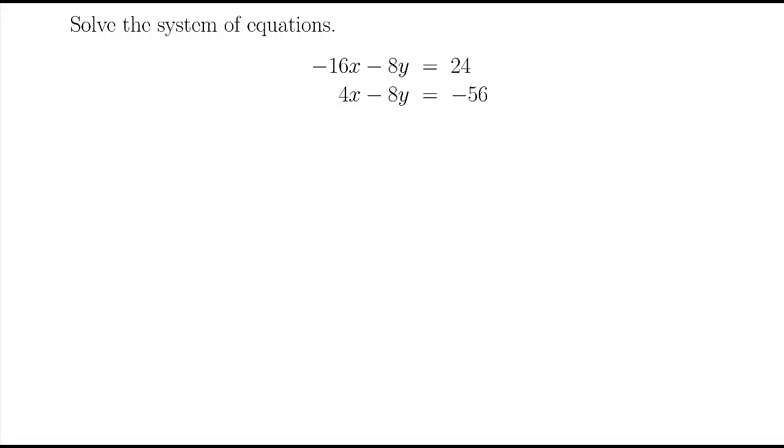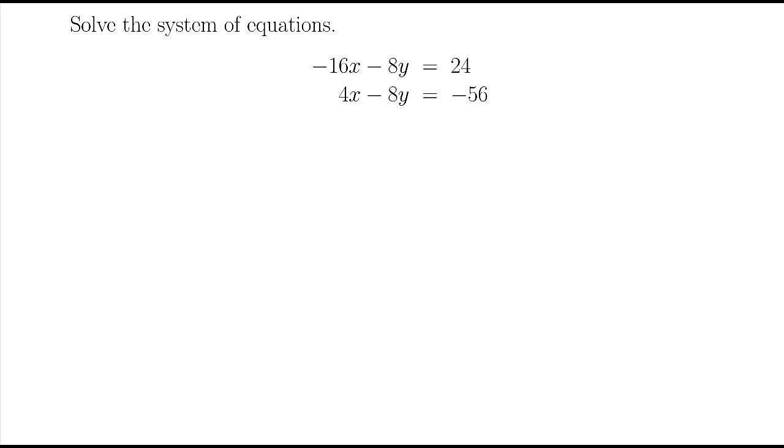Let's solve the system of equations negative 16x minus 8y equals 24 and 4x minus 8y equals negative 56. Okay, I have a variety of methods that I could use to solve this system of equations. I'm going to use the substitution method.